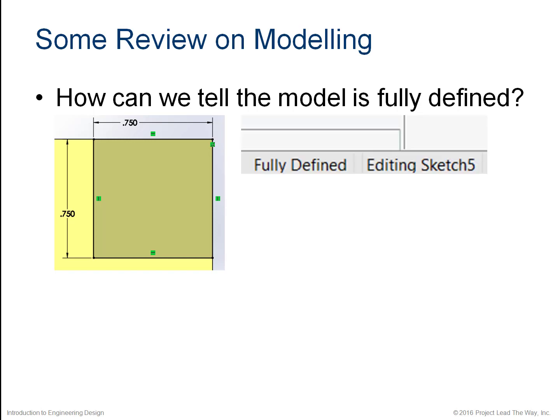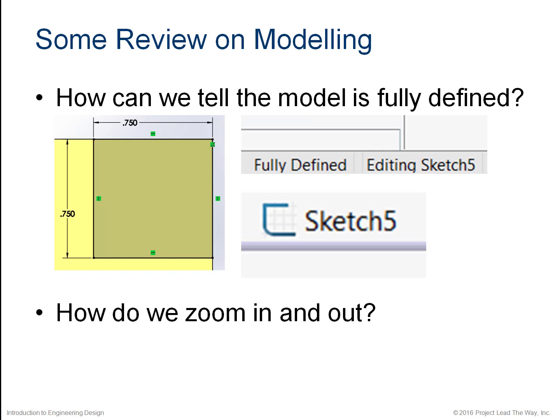From the same sketch, if I look in the lower right-hand corner of my Solidworks software, I'll see the word fully defined. And the third thing is look at the name of the sketch. Sketch 5, you'll see it does not have a minus symbol in front of it. So that indicates that it's fully defined as well. So that's how we can tell a model is fully defined. Remember, we always want to fully define all of our sketches.